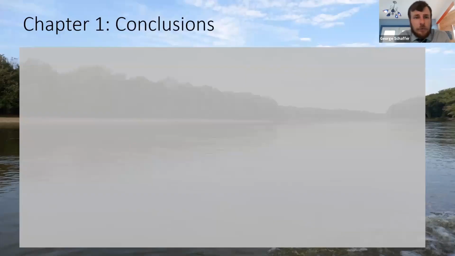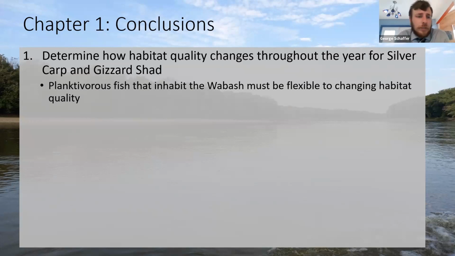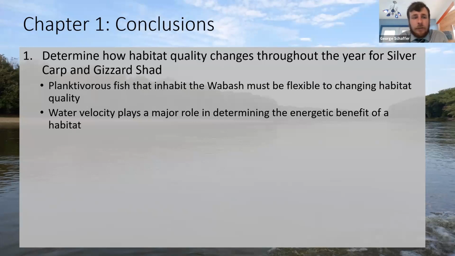Moving into our chapter 1 conclusions, for our first objective, to see how habitat quality changes throughout the year for both of these species, what we determined was that planktivorous fish that inhabit the Wabash must be flexible to changing habitat quality. We think water velocity plays a major role in determining the energetic benefit of these habitats. In the springtime, when water velocities were pretty high, we did not see any of the river being high quality. In contrast, in the fall when water velocities were pretty low, we saw a majority of the river being high quality. In the summer it was intermediate, and we still saw a large section of the river being poor quality.